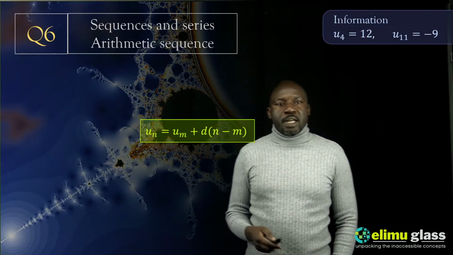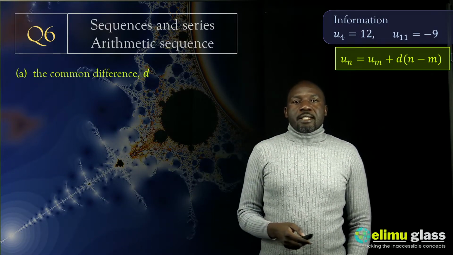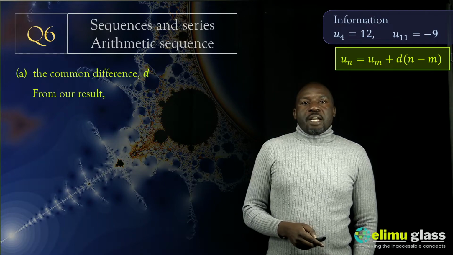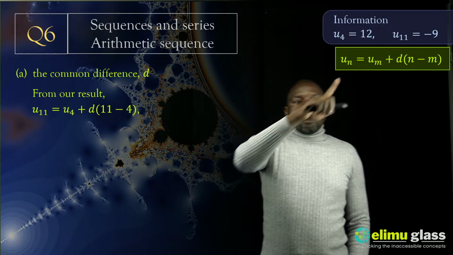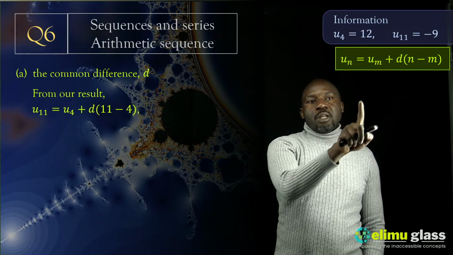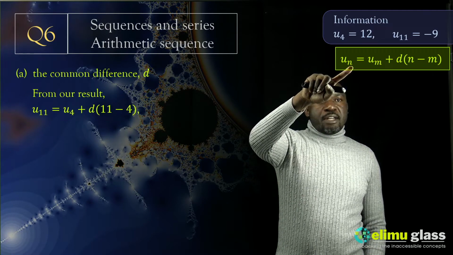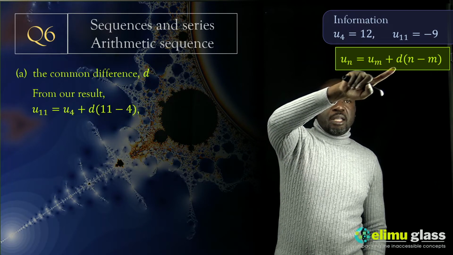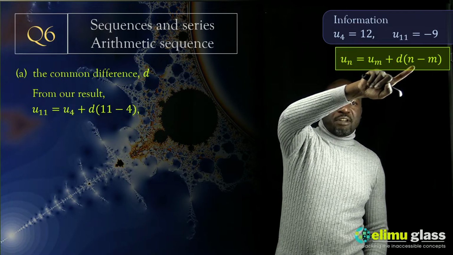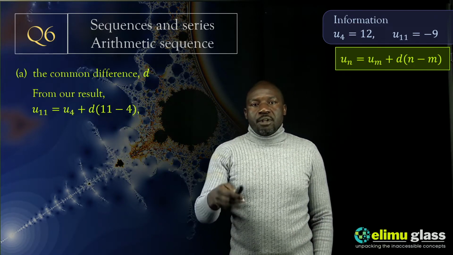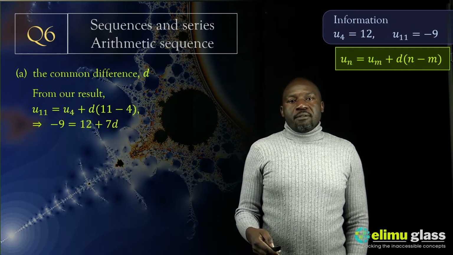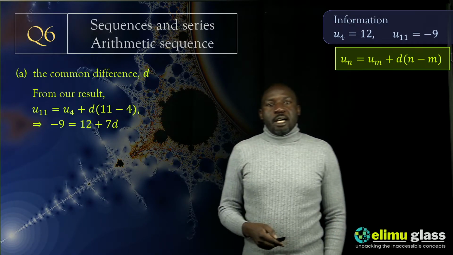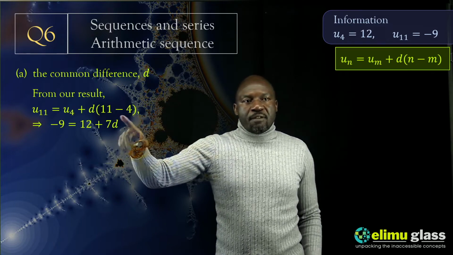I will move this over to the other side. And let's start. We are looking for the common difference. So if we use that formula there, from that result, we get the U11. So n is greater than m. Our n now is 11, and our m is 4. So we are talking U11 equals U4 plus d into 11 minus 4. Straight away, if we do that, we have that negative 9, which is U11, must be equal to 12 plus 7d. 11 minus 4 is 7 there.